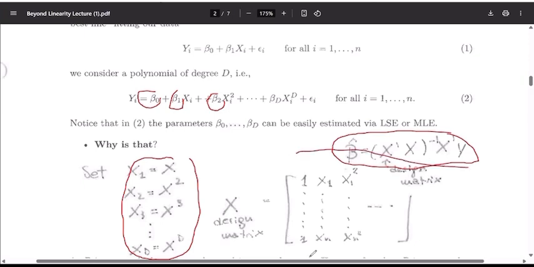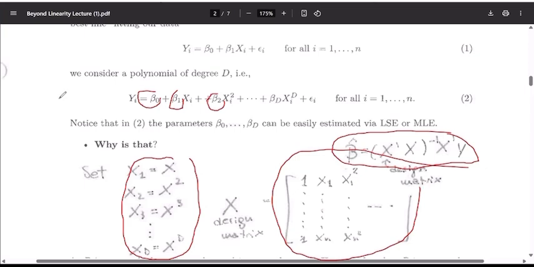I'm going to have that as a design matrix. I'm still using the underlying distribution here, which is normal. And that is what makes polynomial regression a parametric method.